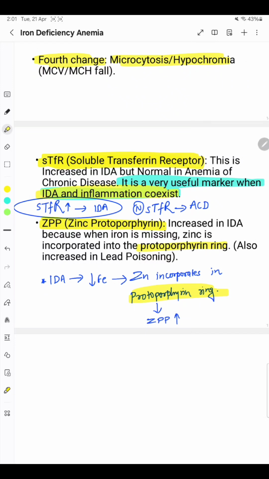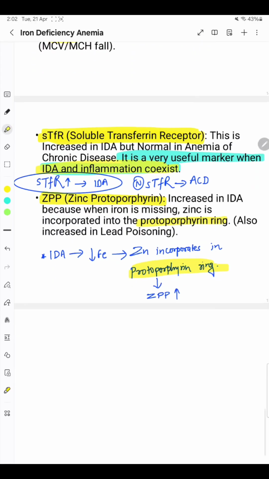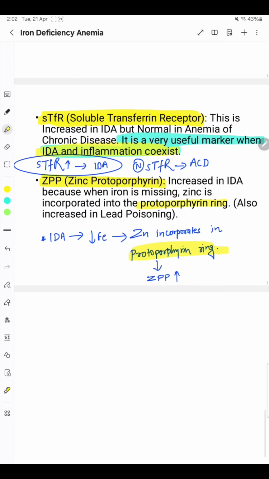In iron deficiency anemia, there is no iron available to bind with the transferrin, so there are more free transferrin receptors available. That's why they increase in iron deficiency anemia and they are normal in the anemia of chronic disease. Zinc protoporphyrin is increased in iron deficiency anemia because iron is missing and zinc is incorporated into the protoporphyrin ring, and this can also be seen in lead poisoning.